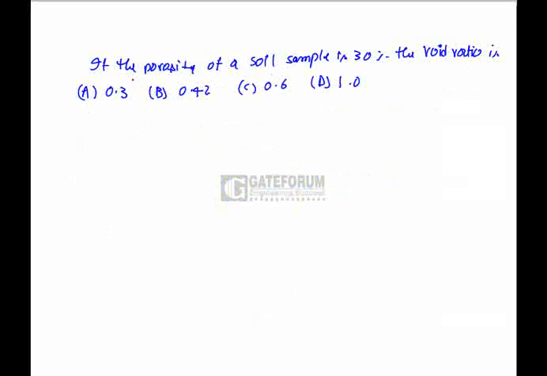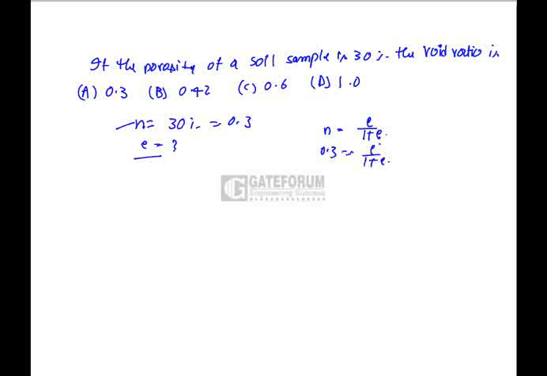The question is: the porosity of a soil sample n is given as 30%, that is 0.3. The void ratio e we have to find out. We know the relationship between void ratio and porosity: n is equal to e by 1 plus e. By substituting, 0.3 is equal to e by 1 plus e, which implies e is equal to 0.42. So option B is correct.